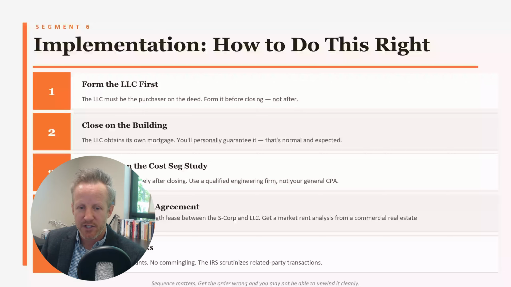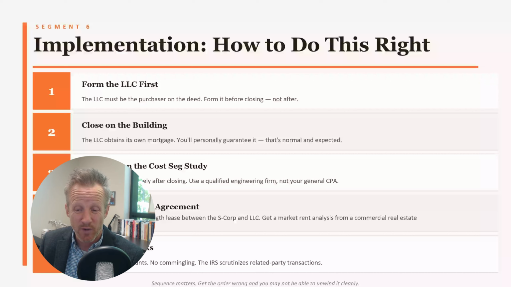It requires the engineering person to go and look at the plans of the building and to go through room by room and allocate everything that you bought that you can touch into different categories. So it's not all in just that 39-year asset category, because that is the slowest accretion of tax benefit to your tax returns possible. You want to push those forward, accrete them earlier in your ownership life of that building. And that's what the cost seg can do.